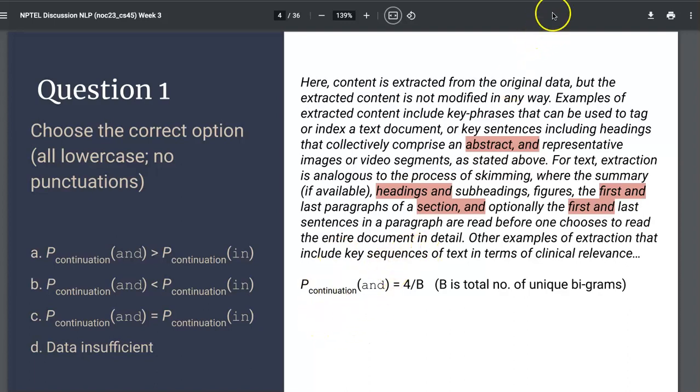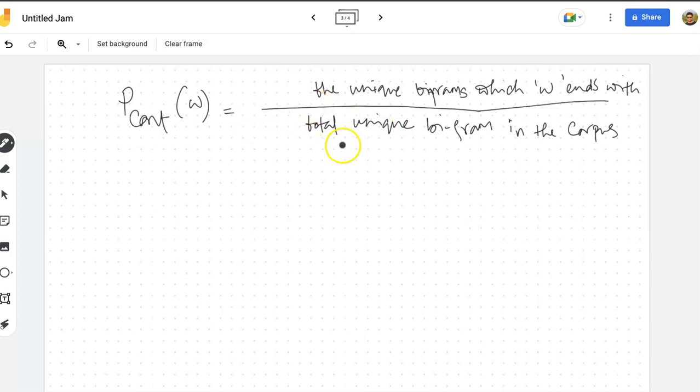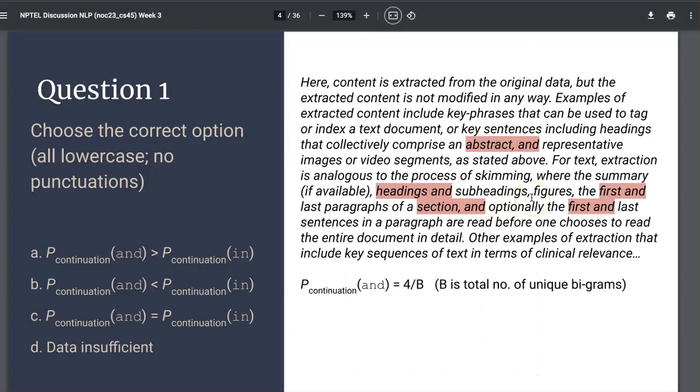And the continuation probability formula is this. The numerator is the number of unique bigrams which end with W, and the denominator is the total number of distinct bigrams in the corpus. In this example, "and" is present 5 times in your corpus in different bigrams, but among those 5, the first one repeats. So there are 4 distinct bigrams. So the continuation probability is 4 by B.